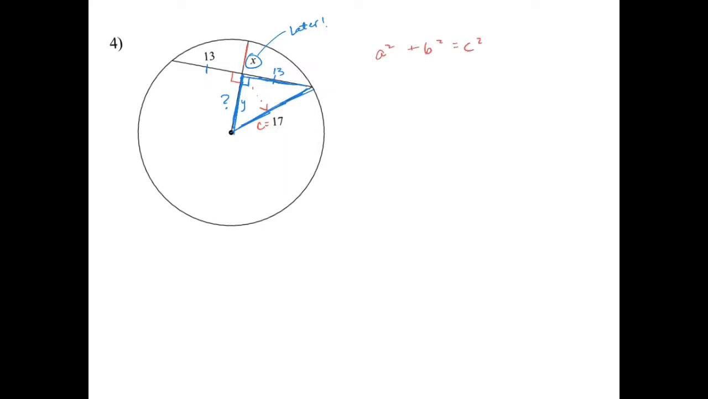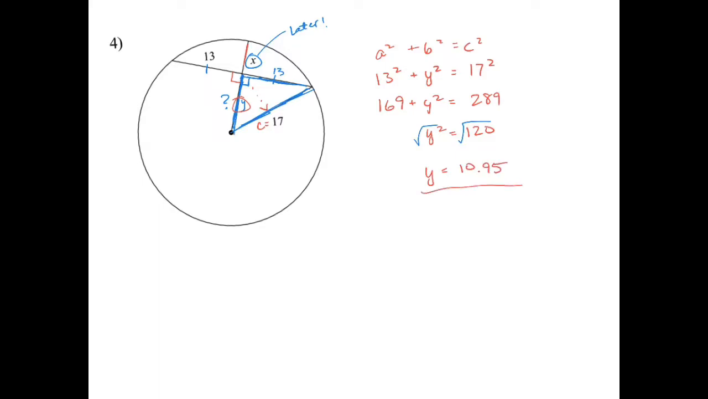And for a, I'll put 13 squared. And for b, I'll use y squared. And then the c has to be 17 squared. So that's going to be 169 plus y squared equals 17 squared, which is 289. I've got to subtract, and y squared equals 120, and I undo the square using a square root. So y equals the square root of 120, which is about 10.95.